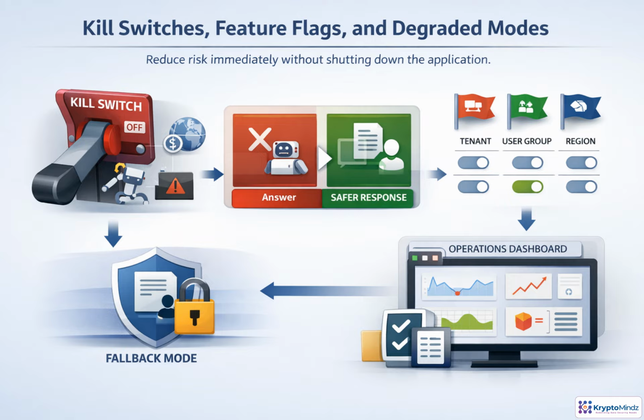Feature flags make that response targeted by tenant, user group, region, task type, or risk level. The system can then fall back to safer modes, such as retrieval-only answers, templates, or human handoff. Treat these controls like production safety equipment: fast, auditable, access-controlled, and visible to operators.